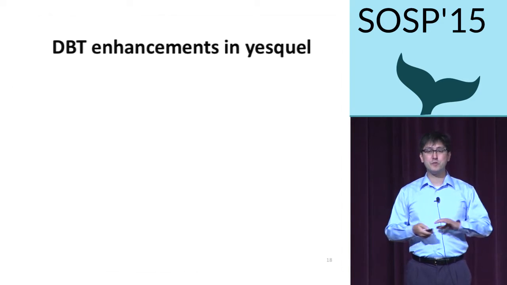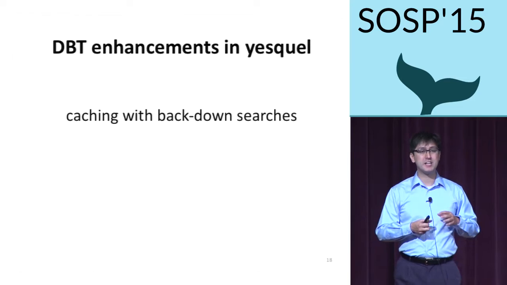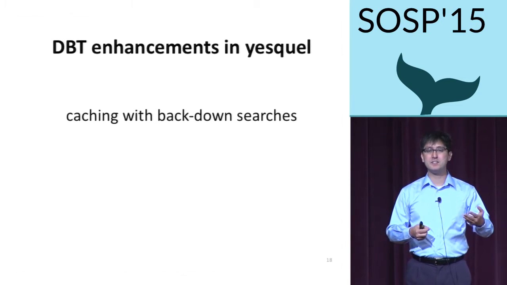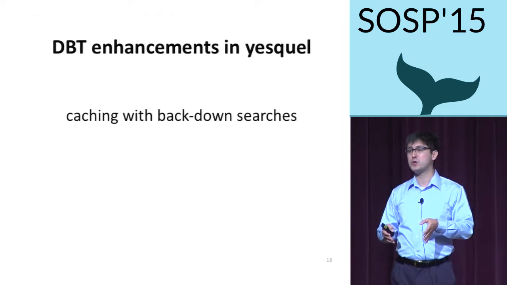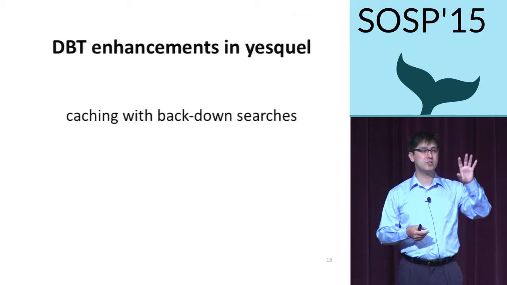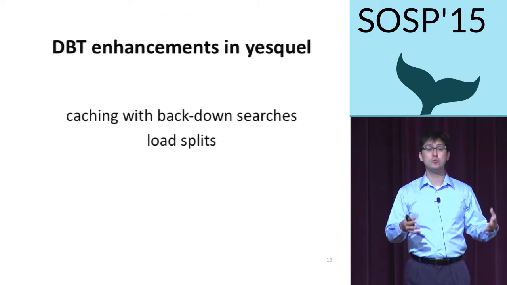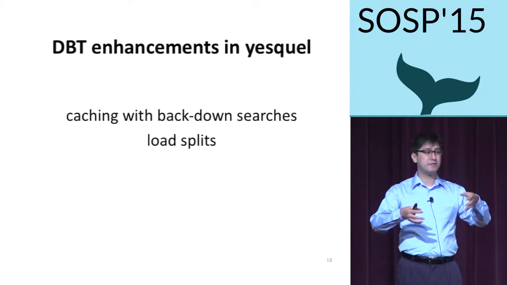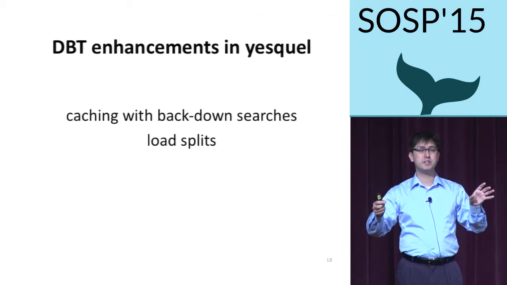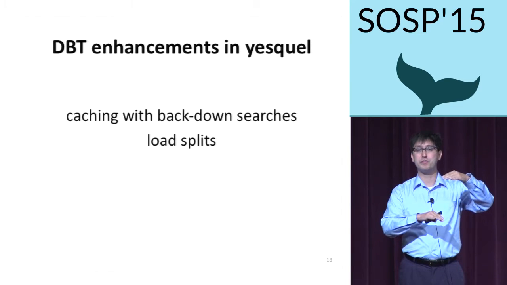In Yesquel, we made several enhancements to distributed balanced trees. The first is a better caching mechanism that allows the clients to find the leaf node corresponding to a key in one round trip most of the time, without creating contention on the inner nodes of the tree. The second technique is a way to split nodes based on load. Typically in a balanced tree, if a node becomes too large, you split it into 2 smaller nodes of equal size each in order to keep a logarithmic depth.